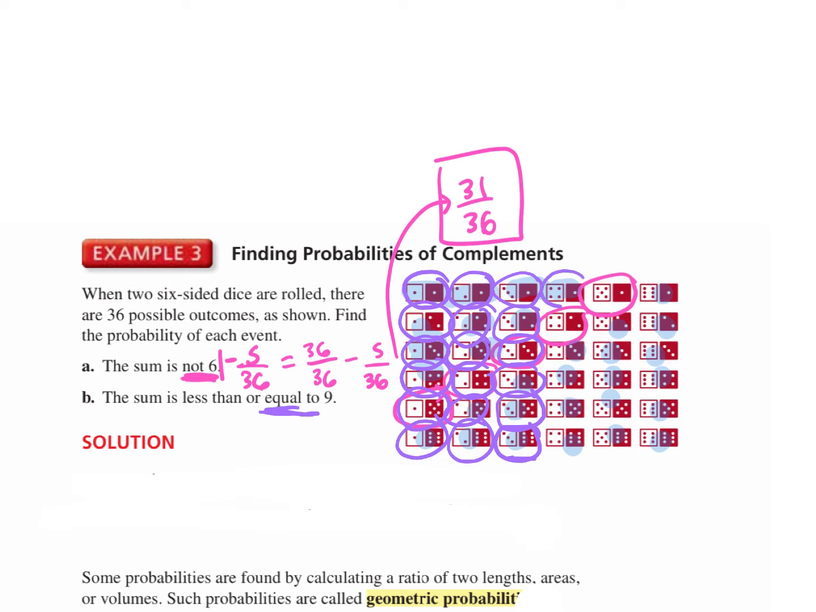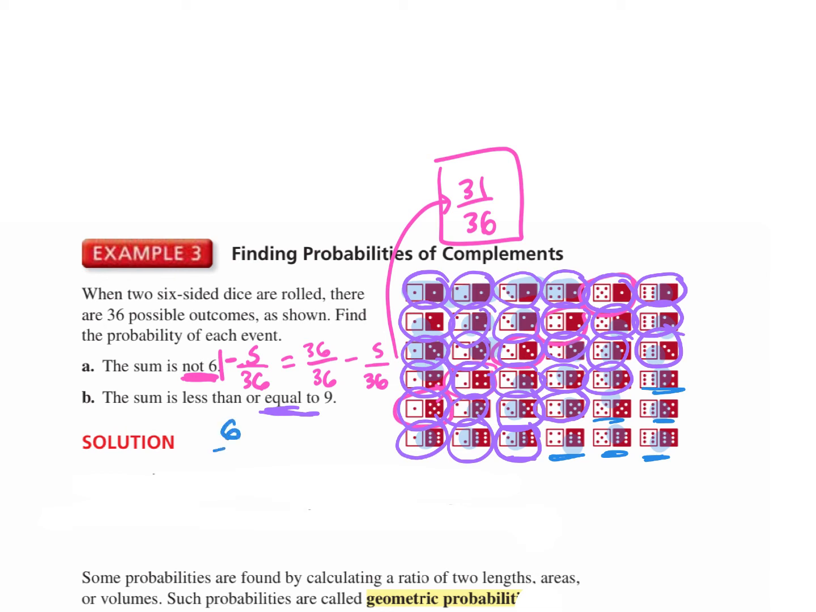We have 5, 6, 7, 8. This one's 9, so we include it. The next one's 10, so it's not included. Then up here we have 6. Then 7, 8, 9. The two below are bigger than 9, so can't include those. 7, 8, and 9. So instead of counting all the ones that we just circled, we could count how many we did not circle. So that would be 1, 2, 3, 4, 5, 6.